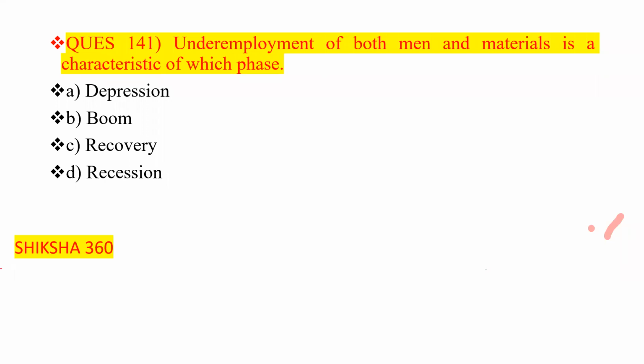Please go through the question. Underemployment of both men and materials is a characteristic of which phase? Depression, boom, recovery, and recession. In the recession phase, unemployment basically starts. Underemployment. Here we will relate unemployment.